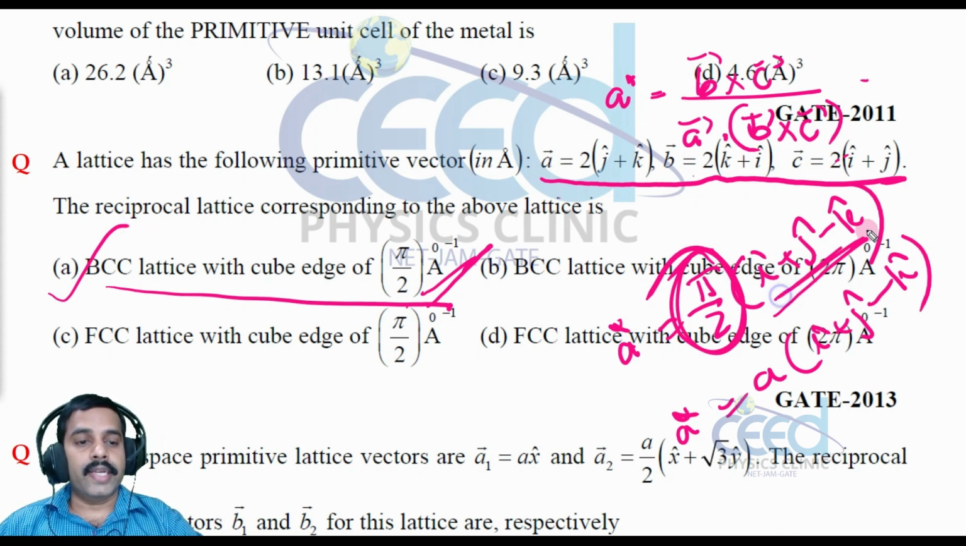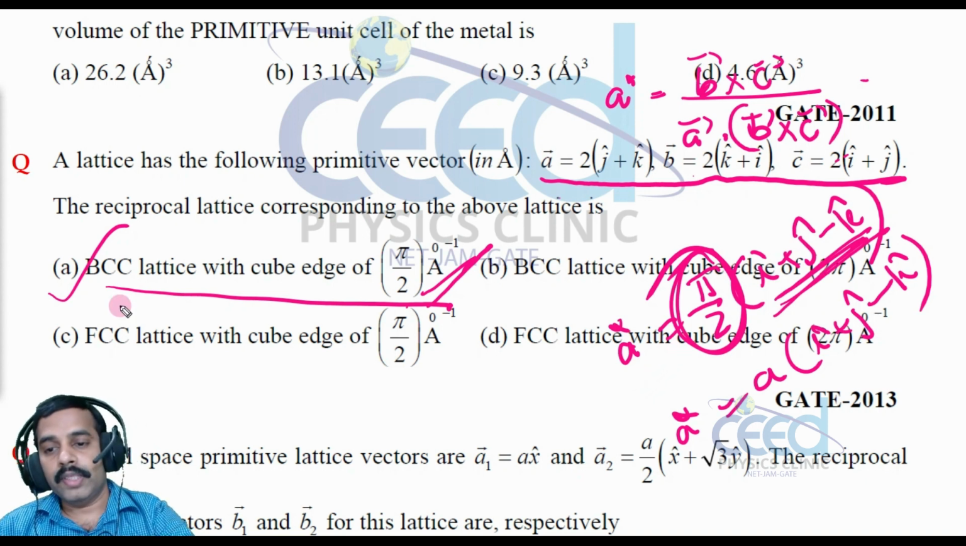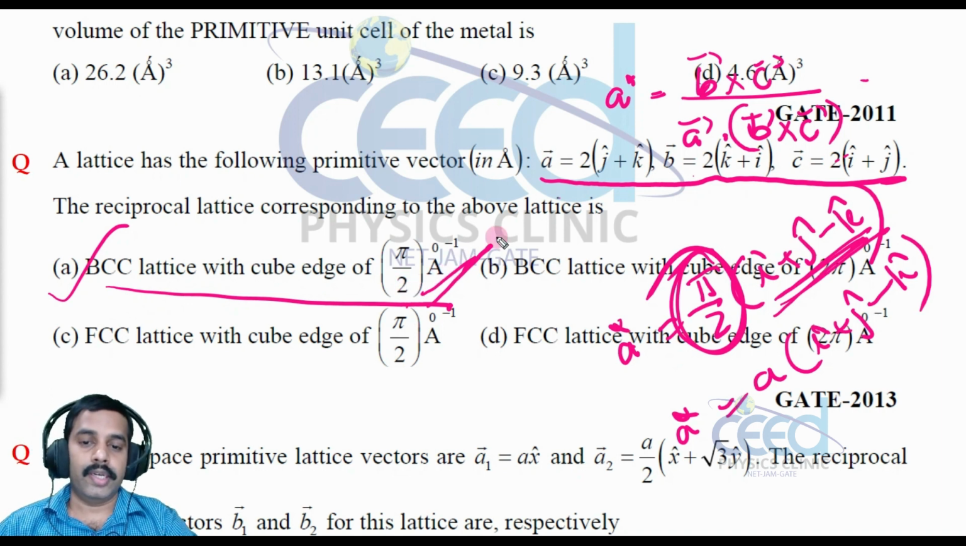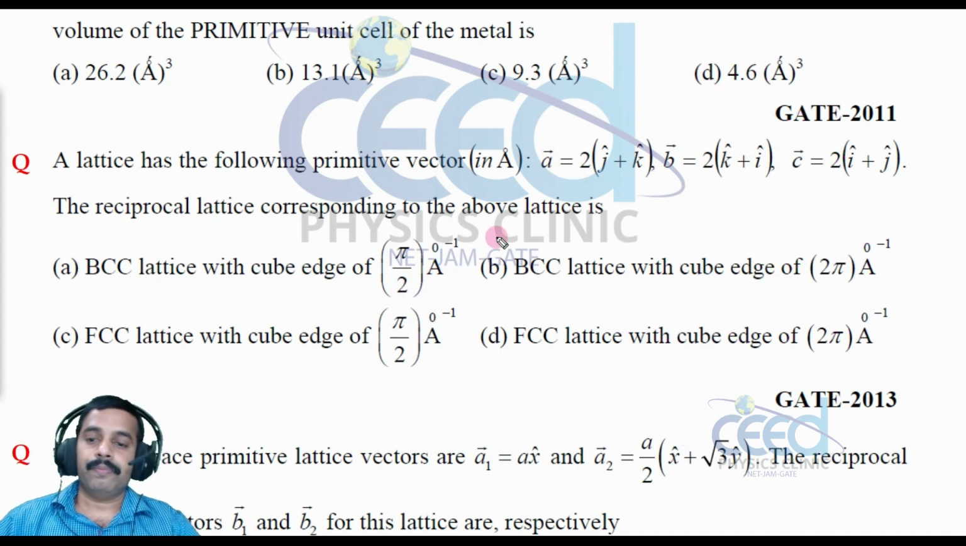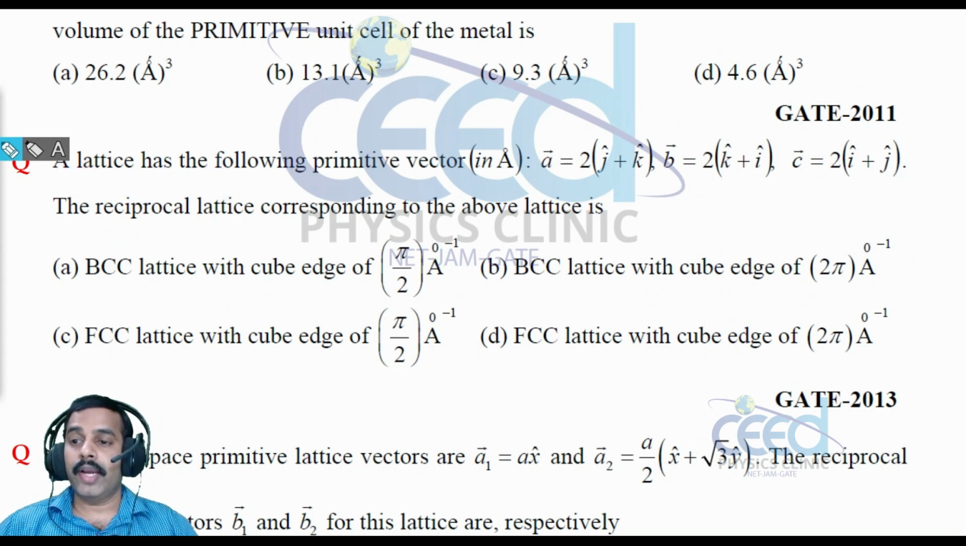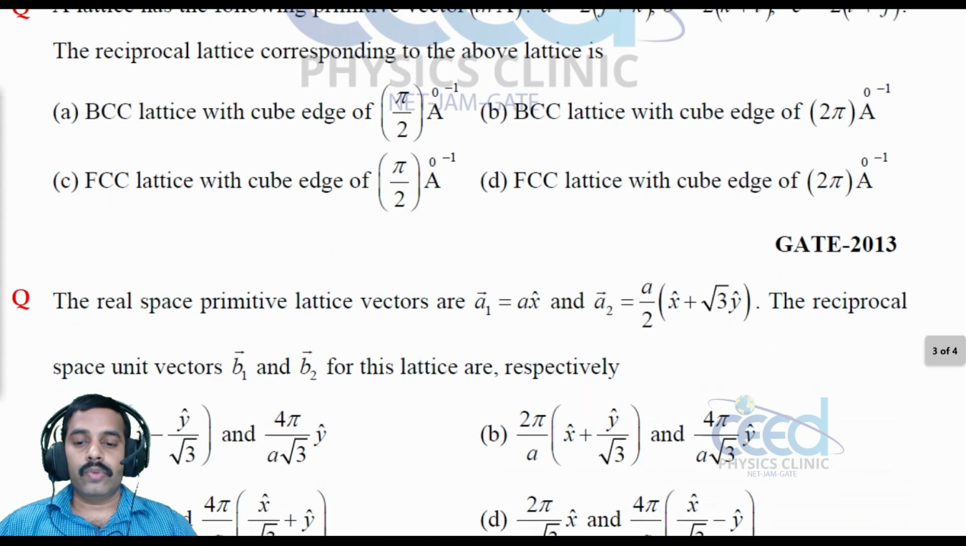So this i cap plus j cap plus minus k cap represents the primitive translation vector of BCC, right? That's why I told you BCC lattice with a cube edge of pi by 2 Angstrom, right? All right. So we have to study the value of primitive translation vectors in BCC, FCC, etc. We have discussed in theory, right? Now let us come to another question.